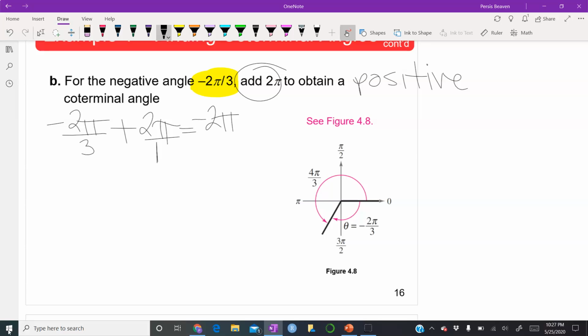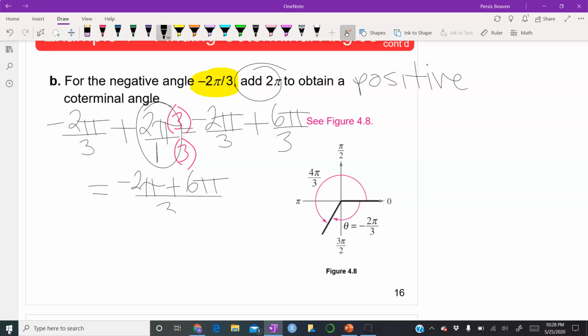In this case, we have 2 pi with a denominator of 1, so we have to multiply top and bottom of 2 pi by 3, times 3, times 3. That gives us 6 pi over 3. We have to do that so that we have the same denominators. Now we have negative 2 pi plus 6 pi, both over 3, and that equals positive 4 pi over 3.